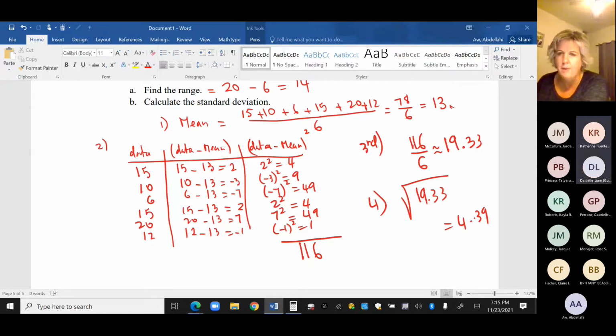373.64. I got everything all the way up to there. So I did the square root. That's a big number, right? So this is how we calculate the standard deviation.